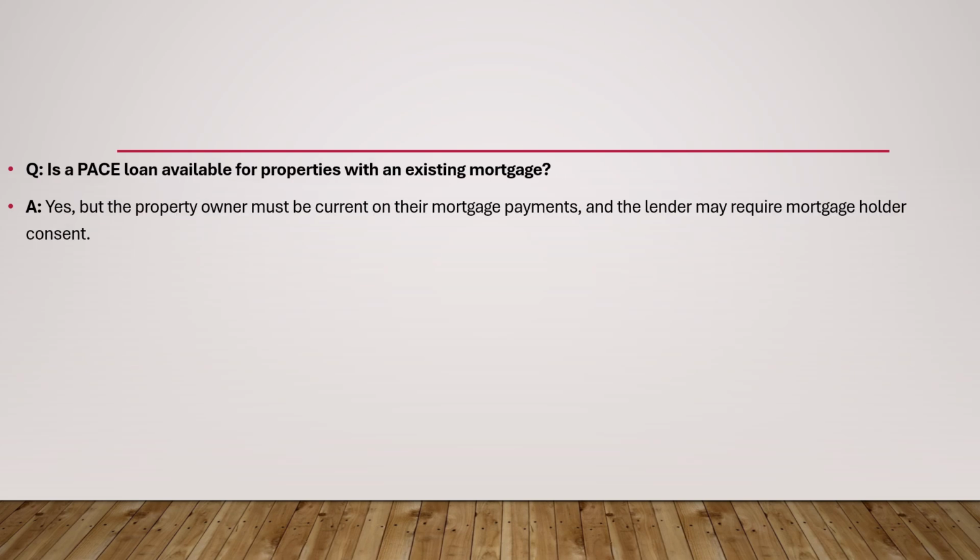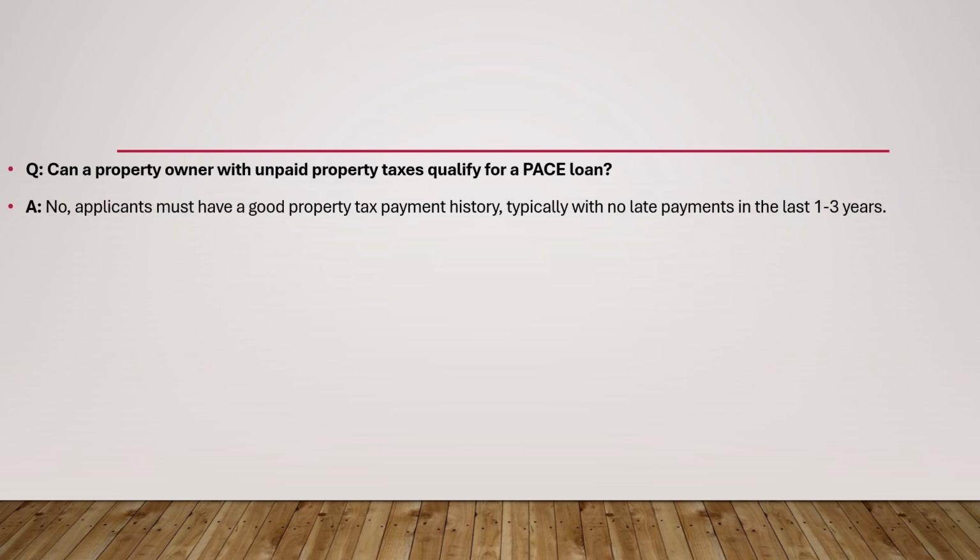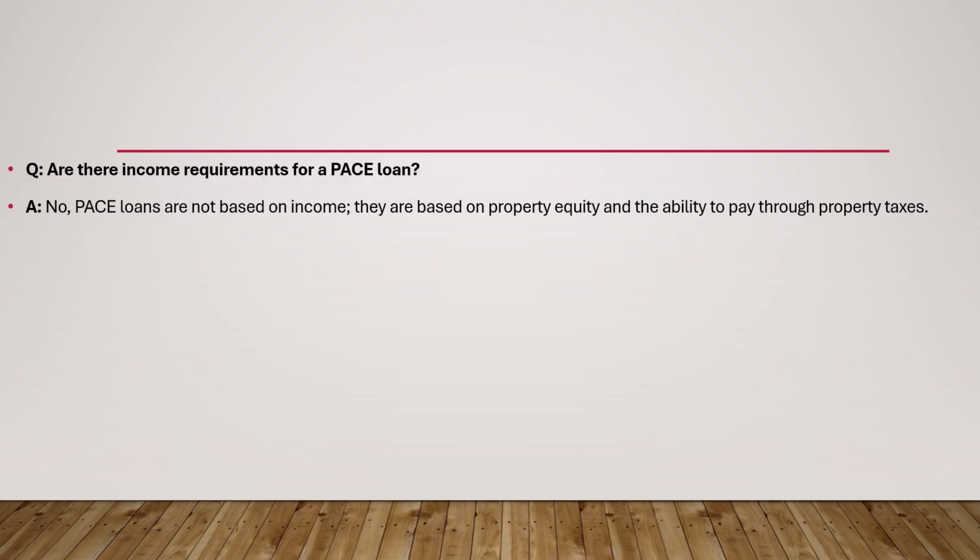Is a PACE loan available for properties with an existing mortgage? Yes, but the property owner must be current on their mortgage payments, and the lender may require mortgage holder consent. Can a property owner with unpaid property taxes qualify for a PACE loan? No. Applicants must have a good property tax payment history, typically with no late payments in the last 1 to 3 years. Are there income requirements for a PACE loan? No. PACE loans are not based on income. They are based on property equity and the ability to pay through property taxes.